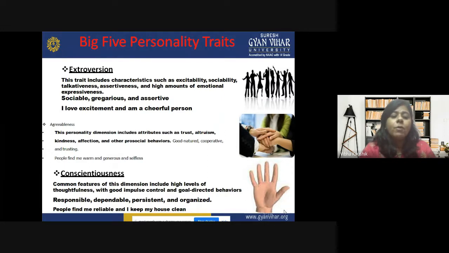Conscientiousness. Common features of this dimension include a high level of thoughtfulness, with good impulse control and goal-directed behavior. Responsible, dependable, persistent, and organized. People find me reliable and I keep my house clean.